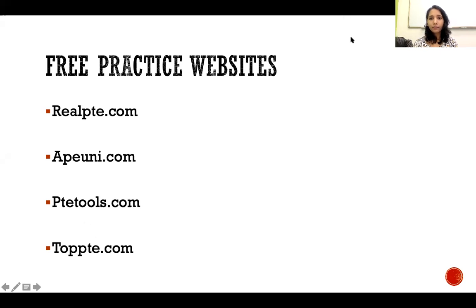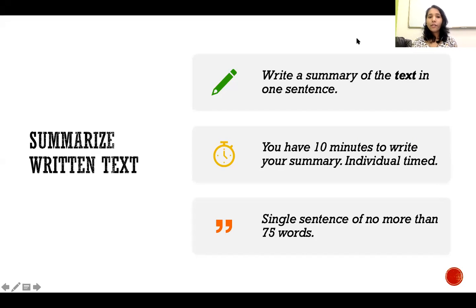Now, this is your task description for this first question type. So we start off with section 1 of writing. What happens in this question type? You have to write a summary of the displayed text. So a text is displayed to you, a reading text is displayed. This may contain several paragraphs, so you have to write a summary of that displayed text. And this summary has to be just one sentence long. So you begin with a capital letter, you end it with a full stop.